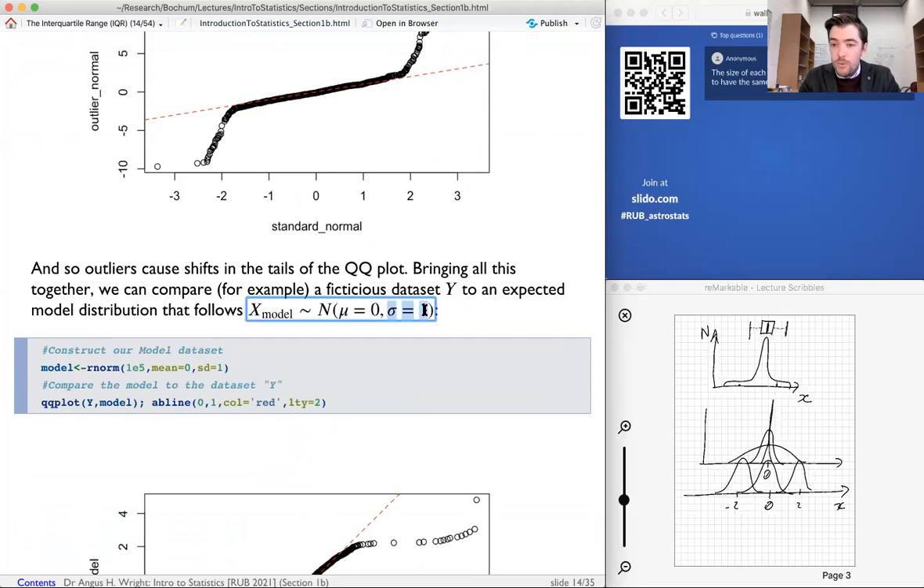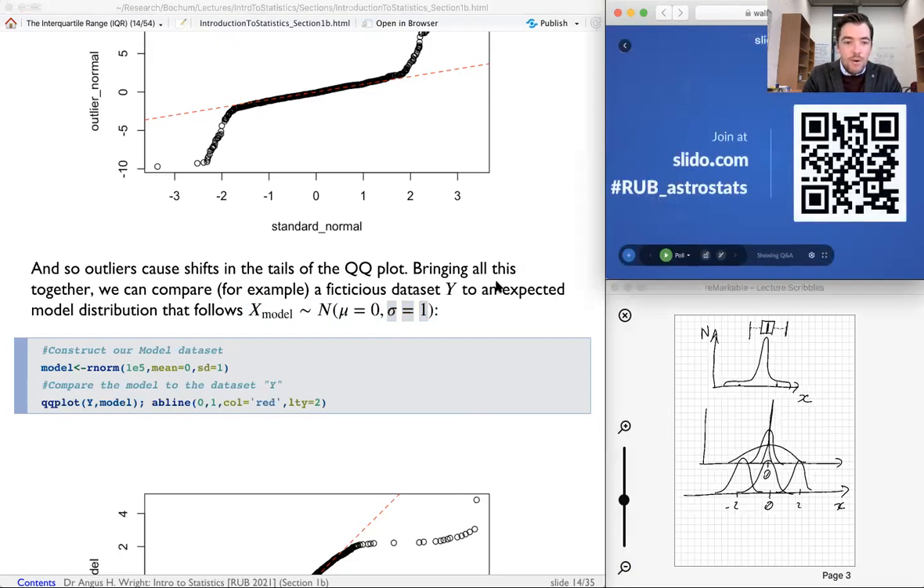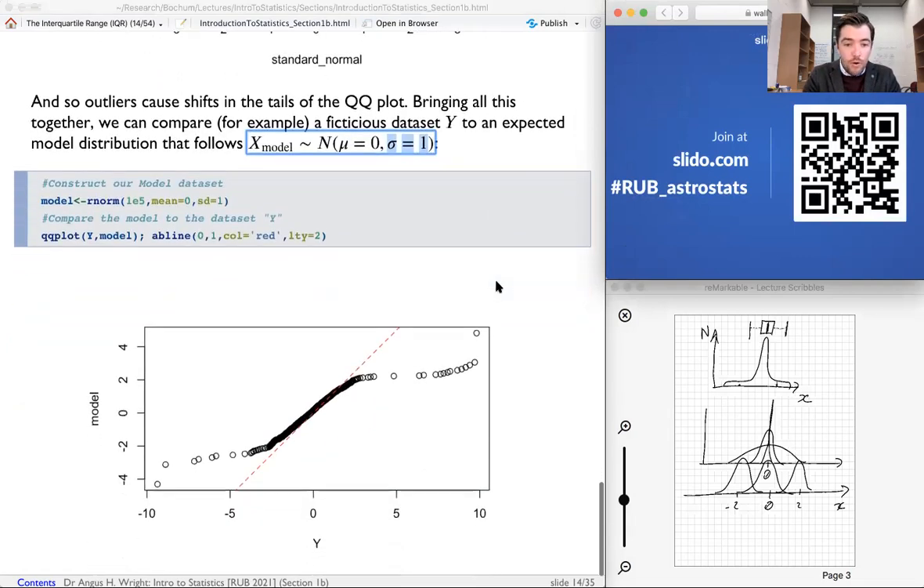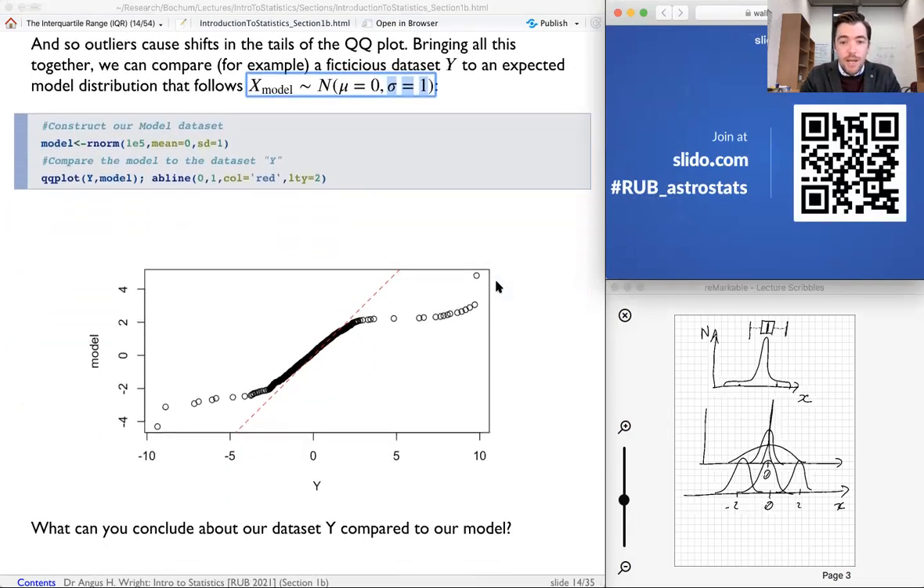And so what I'm going to do is construct a model distribution of data which has mean 0, standard deviation 1. And then I'm going to construct the QQ plot for that model distribution of data and the true data set Y. And this is what I get. And the question then becomes, given this plot alone, what can you conclude about Y?